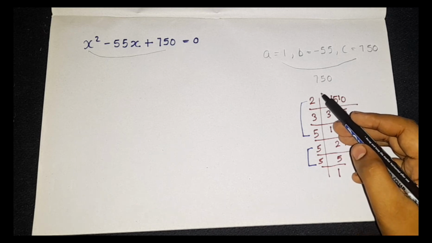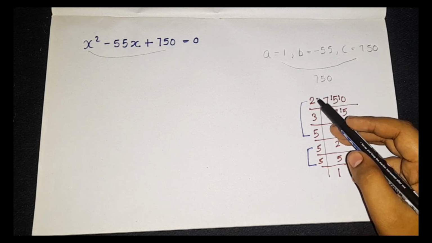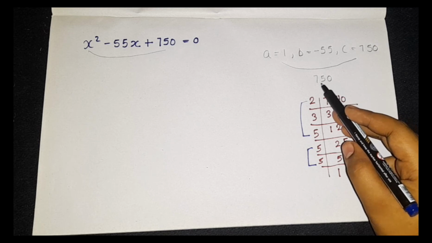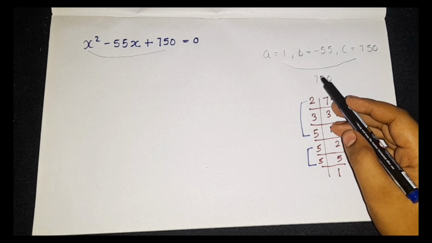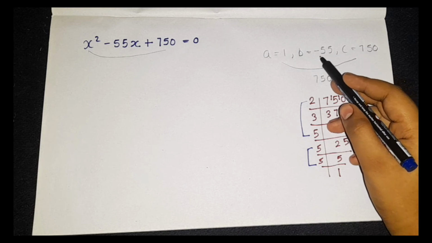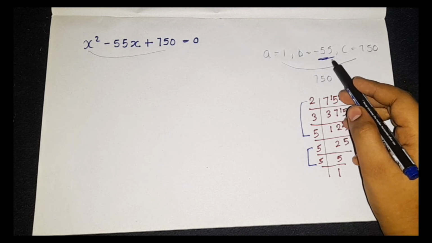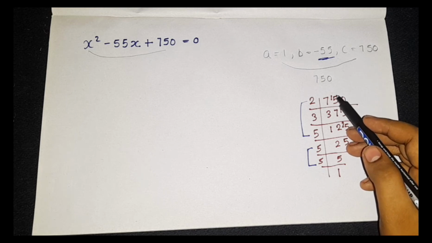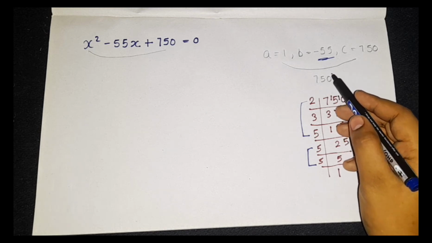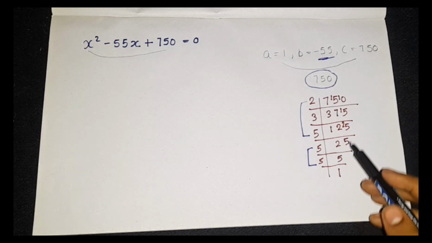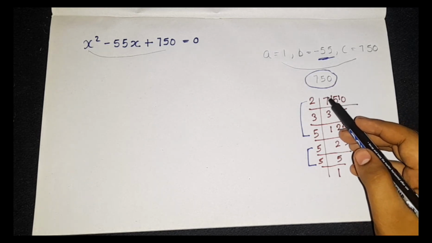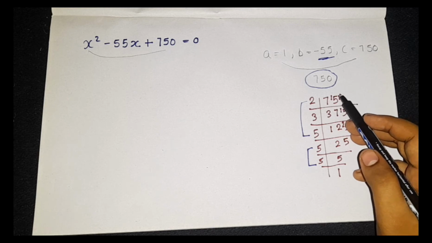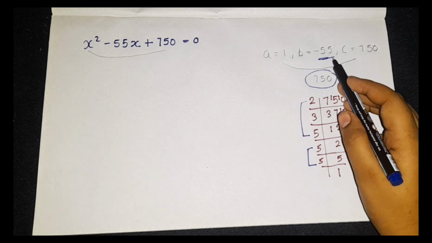When we multiply two numbers, we should get 750, but when we add or subtract those particular factors, we should get minus 55, that is the middle number. This is really important. I forgot to say this, because we had already solved a lot of problems similar to this one, that's why I didn't say that. So remember, we just found the factors of 750, and now we are going to be adding or subtracting the factors so that we get minus 55, that is the middle number.